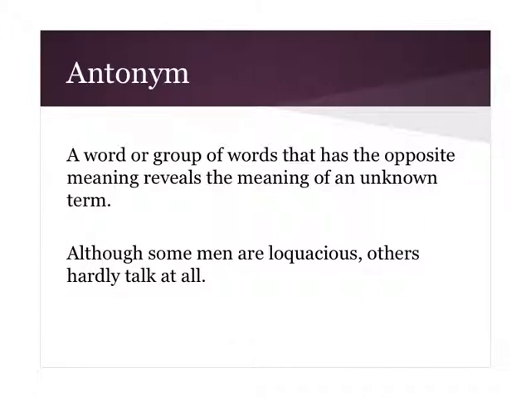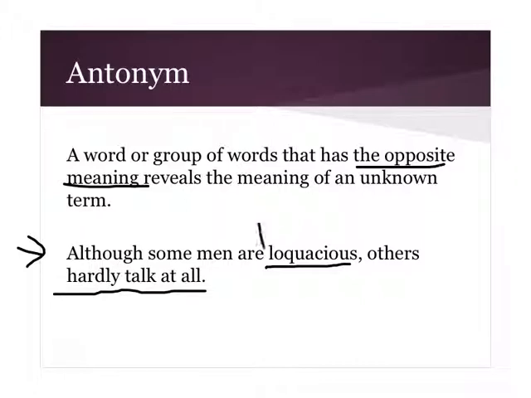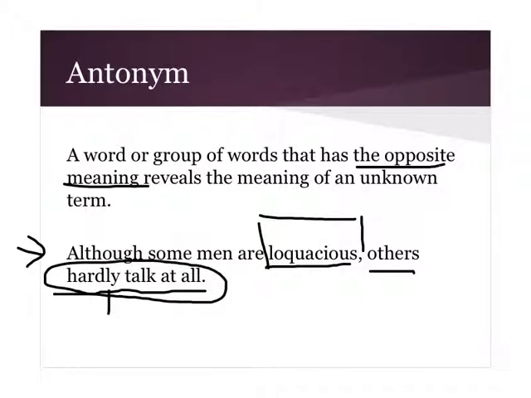Another technique is using antonyms. An antonym is a word that has the opposite meaning. Let's look at the example. Although some men are loquacious, others hardly talk at all. So if we don't know the meaning of the word loquacious, we look and see if we can identify something that means the opposite of it. Others hardly talk at all, which means they don't talk very much, then loquacious probably means, that's right, someone who talks a lot.